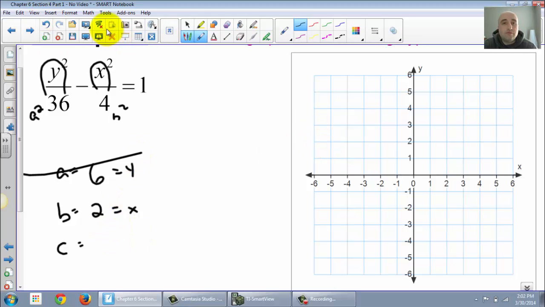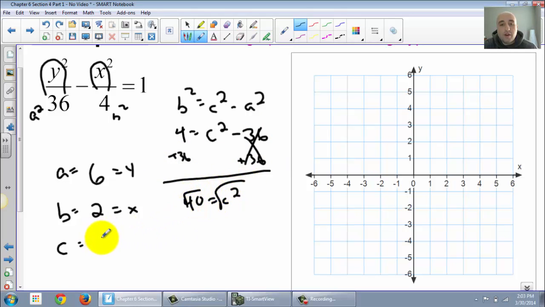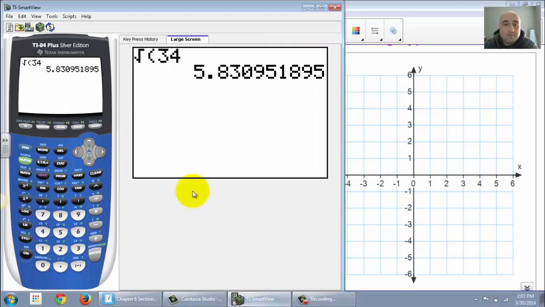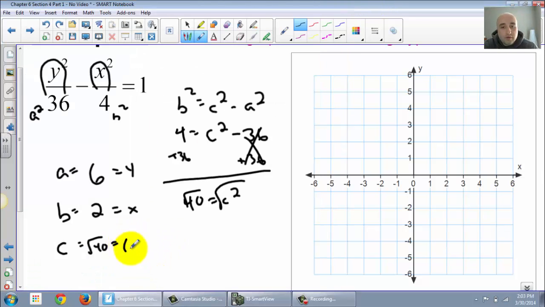So remember, all right, so it's b squared equals c squared minus a squared. B squared is 4 equals c squared, we don't know, minus a squared is 36. So I'd add 36 to both sides. So 40 equals c squared. Square root, I get square root of 40, which is what as a decimal? Square root of 40, enter, 6.32, and it's also on the y, because remember, A and C always go together. Alright, so that's how we figure out C.